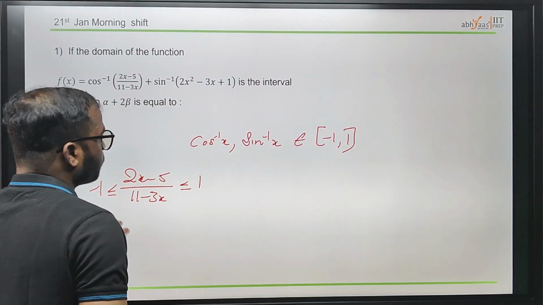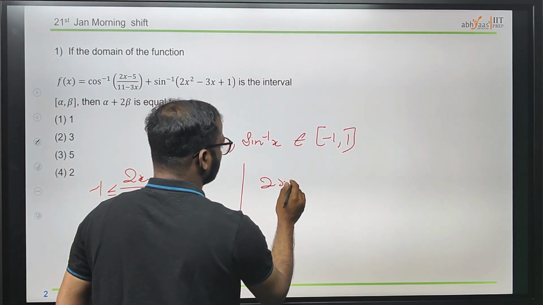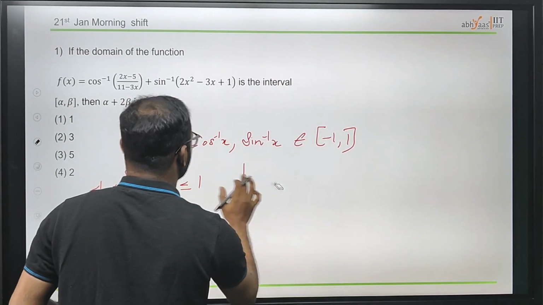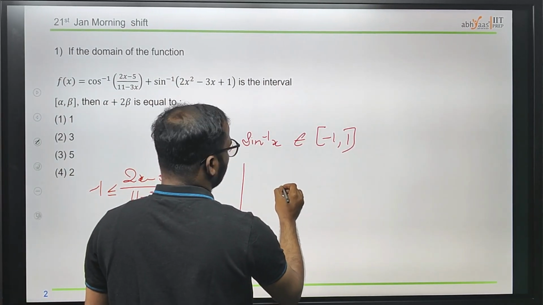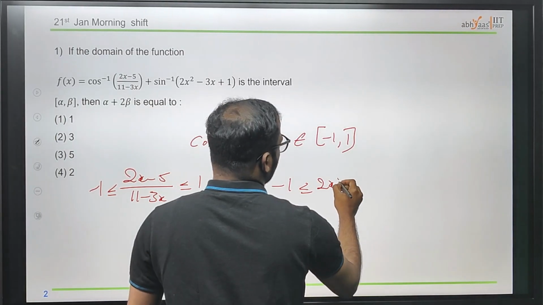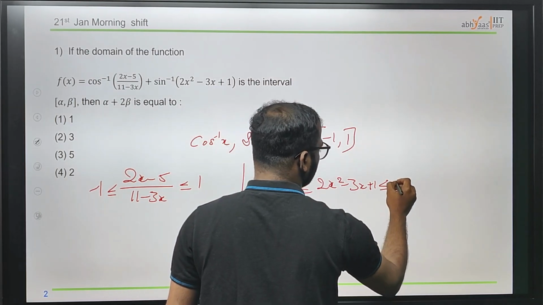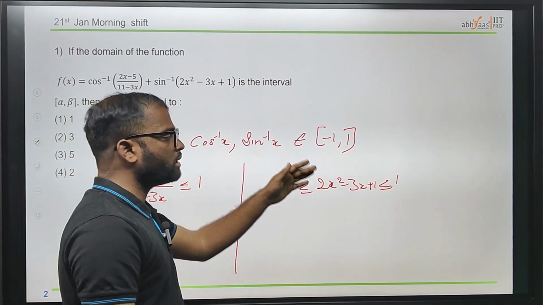After that, similarly we find for the sin inverse part: minus 1 less than or equal to 2x square minus 3x plus 1, which is less than or equal to 1. Okay, why have we taken this? Because the domain is in between minus 1 and 1.